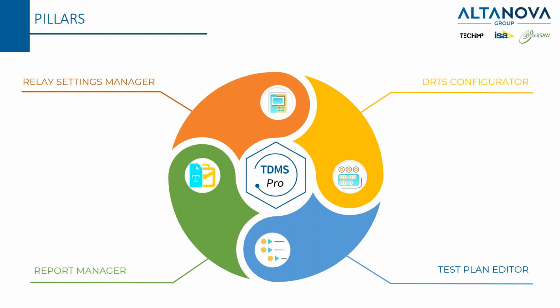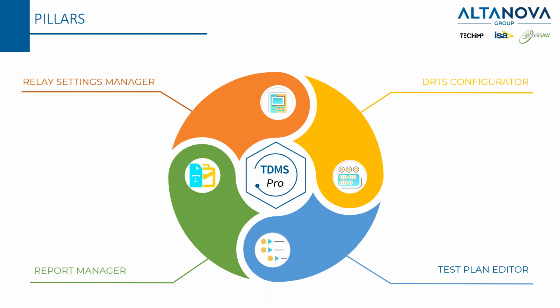The architecture is based on four main pillars. The first one, one of the most important, is regarding the relay settings. It is a software dedicated to the management of the setting file that is possible to export from every relay manufacturer. This file can be imported into the platform, and automatically all the parameters are displayed in the most convenient shape. Then there is a possibility to make the configuration of the test set.